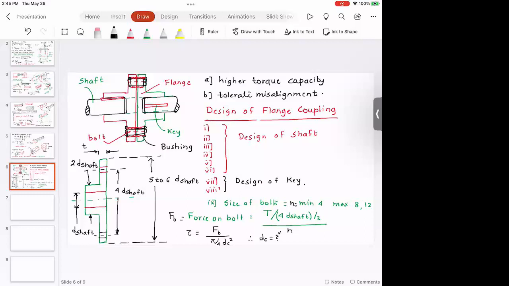Crush it. Tell me, how would it fail? There are different failure modes. So just think. So what could happen is the bolt could actually crush this dimension. So basically bolt could crush this dimension.